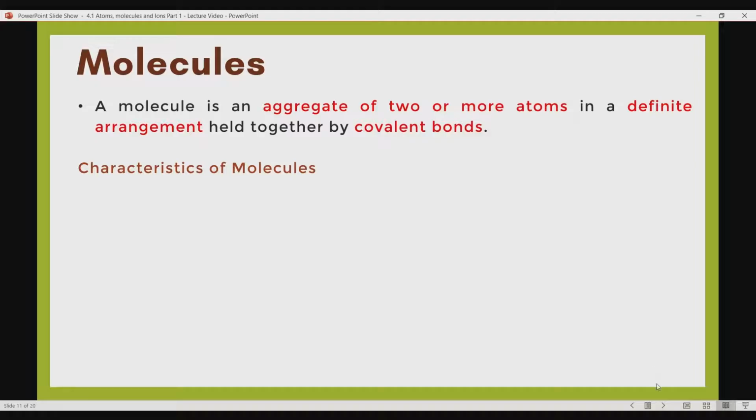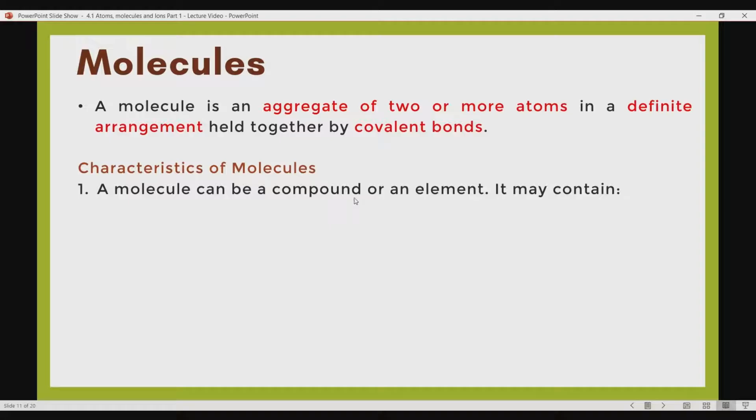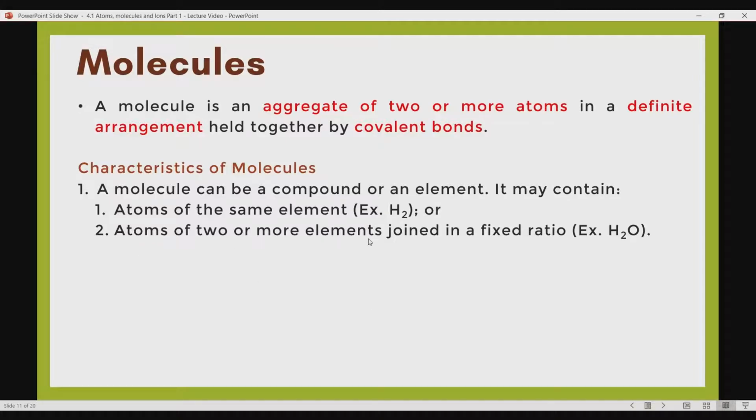Now, what are the characteristics for a molecule? A molecule can be a compound or an element. So, pwede po nating sabihin na umbrella term ang molecule para sa compound at element. So, mapa-compound man yan o mapa-element man yan, pwede natin siyang tawaging molecule. Example, atoms of the same element, itong H2 or hydrogen gas. Hydrogen gas can be considered as a molecule. Or atoms of 2 or more elements join in a fixed ratio. Atoms of 2 or more elements. Okay, atoms ng dalawa o higit pang element.